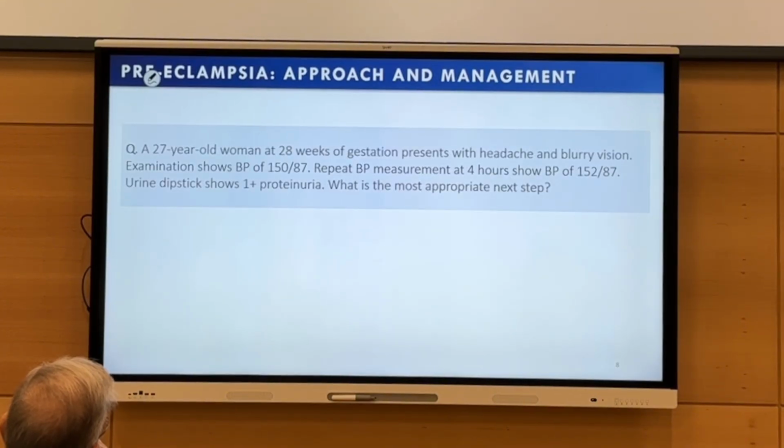So we have this woman, 28 weeks of gestation. She presents with headache and blurry vision. On examination, blood pressure is 150/87. Repeat measurement of blood pressure at 4 hours shows the blood pressure is 152/87, and urine dipstick shows 1+ proteinuria. What's your next step in the diagnosis? The most appropriate next step for the diagnosis?